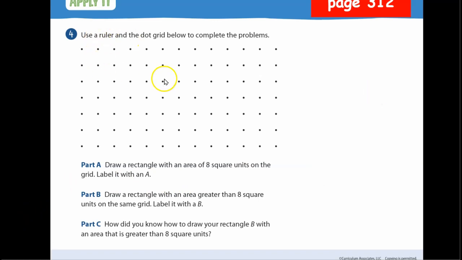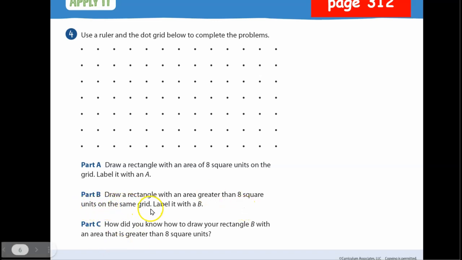Ooh, draw your own. Okay. It says use a ruler and the dot grid below. There are specific instructions. Part A says draw a rectangle with an area of 8 square units. Okay. It says a rectangle, so I have to draw a rectangle. Then it says draw a rectangle with an area greater than 8. So that means inside the rectangle, it has to have more than 8 squares. Okay.